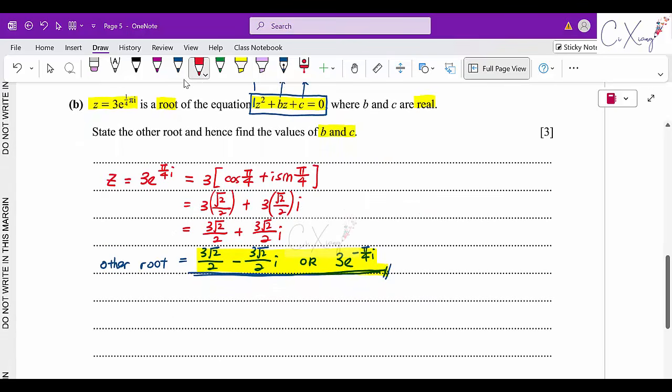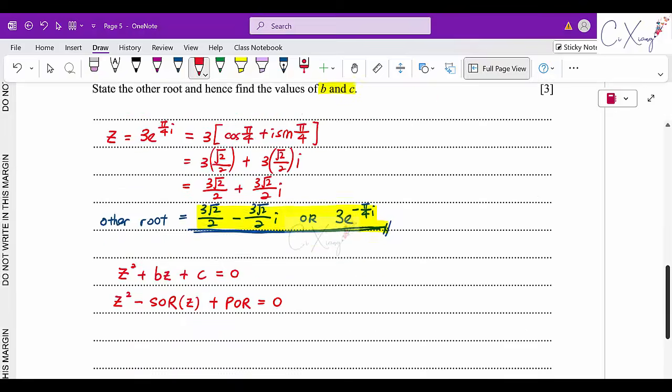Again, first of all, let's write out the equation again. It is a quadratic equation, z squared plus bz plus c equals 0. And we know that the quadratic equation basically is formed by this one: z squared minus sum of root multiply with z, then the c will be the product of root.